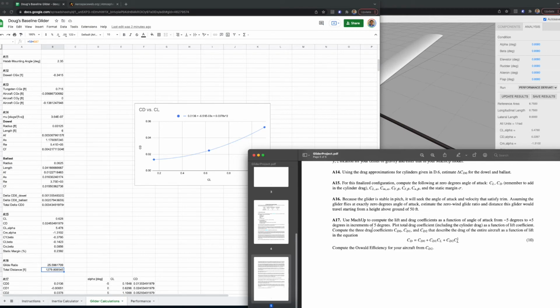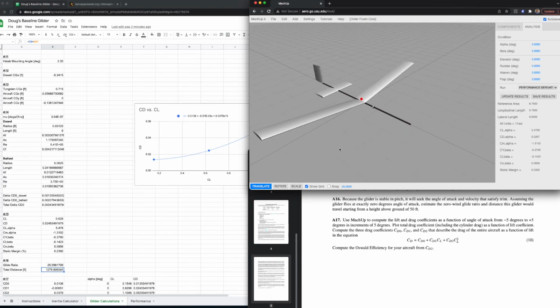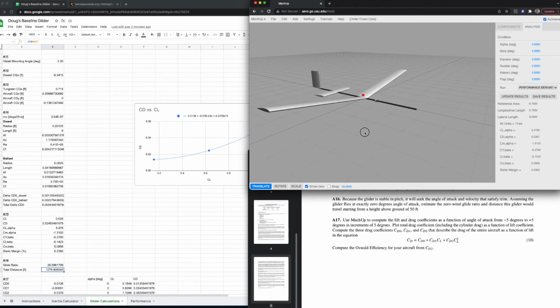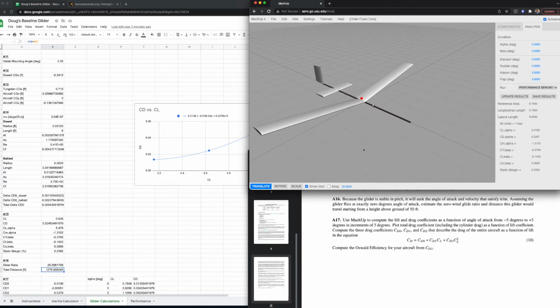Okay, so basically what we're doing now is, now that we have our entire aircraft designed, which looks like this, we now want to figure out what the drag polar looks like. Okay, and we've done this before on an airfoil. I've got multiple videos about that. We've talked about it before in class.